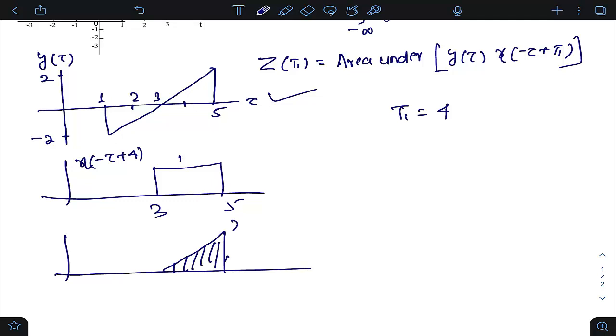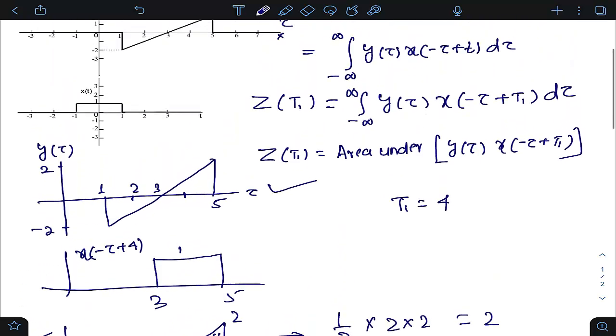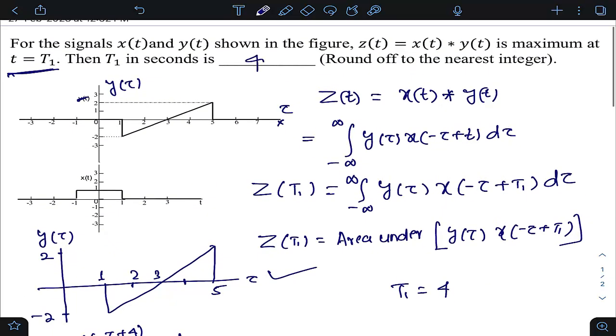This amplitude is 2, this is your 5, this is your 3. So the answer is half into base into height, which is 2. So the maximum value you are getting is 2. And when are you getting it? When the value of t1 becomes 4.